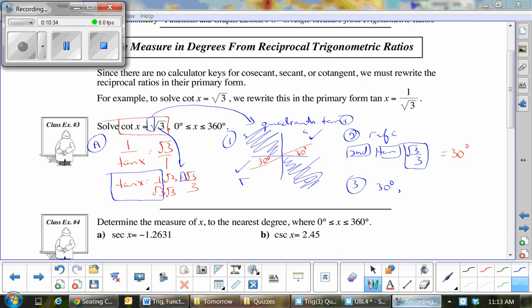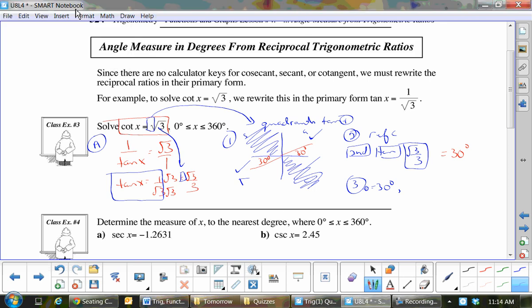Girls handball, play. Okay, so the first one is 30 degrees. By looking at my picture, how would I find the second one? 180 plus 30. So the second one is 180 degrees plus 30. So theta is 210 degrees. Okay, does that make sense?